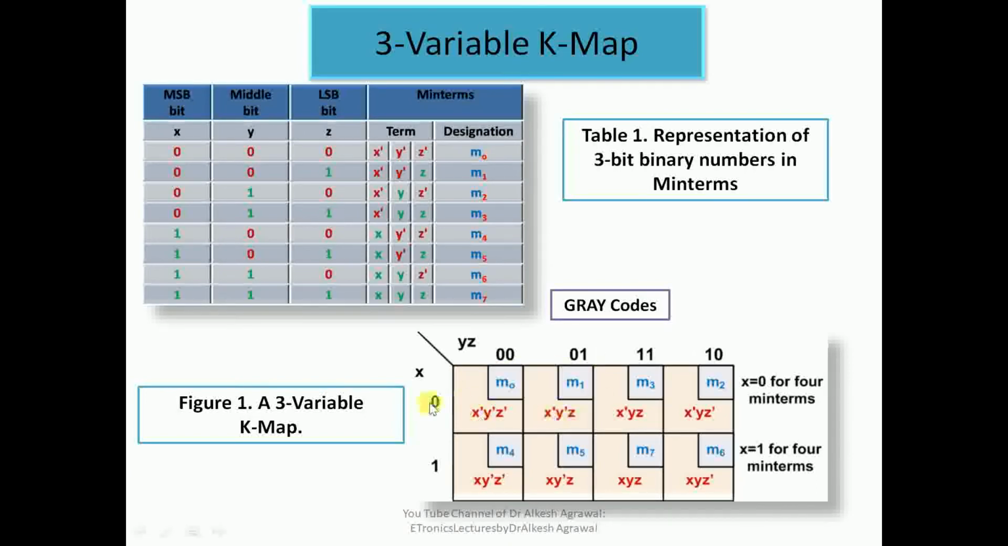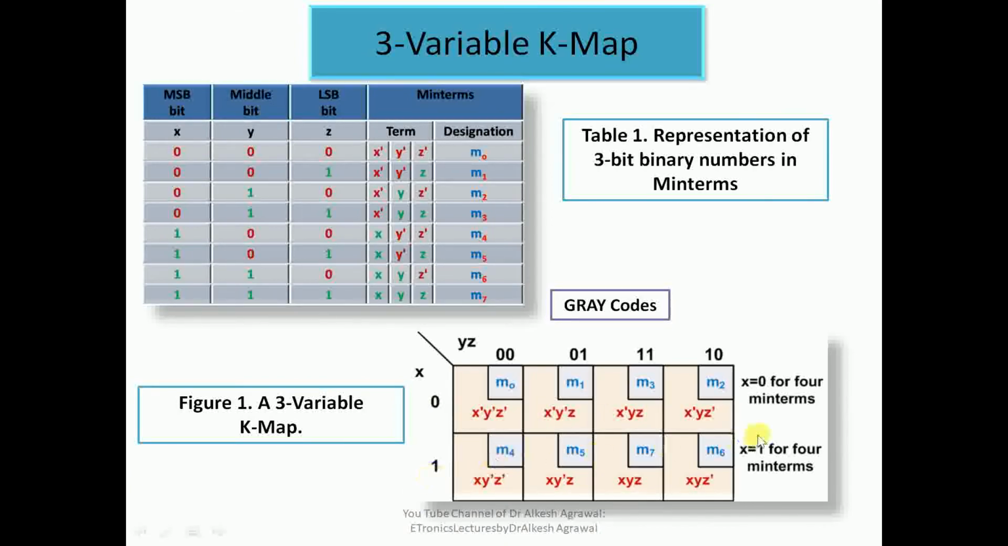Similarly, for this cell, we have x is 0 and y, z are 0 and 1. So we have x bar, y bar, and z. Again, for this cell, we have x is 0 and y, z are 1, 1. So we have x bar, y, z. And for this cell, we have x is 0 and y, z are 1, 0. So we have x bar, y, z bar. If you see all these cells together, we have x bar, x bar, x bar, and x bar because x is 0.